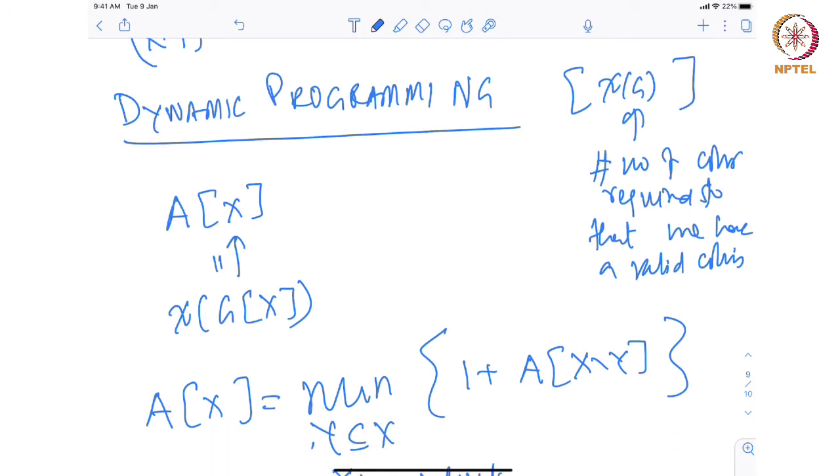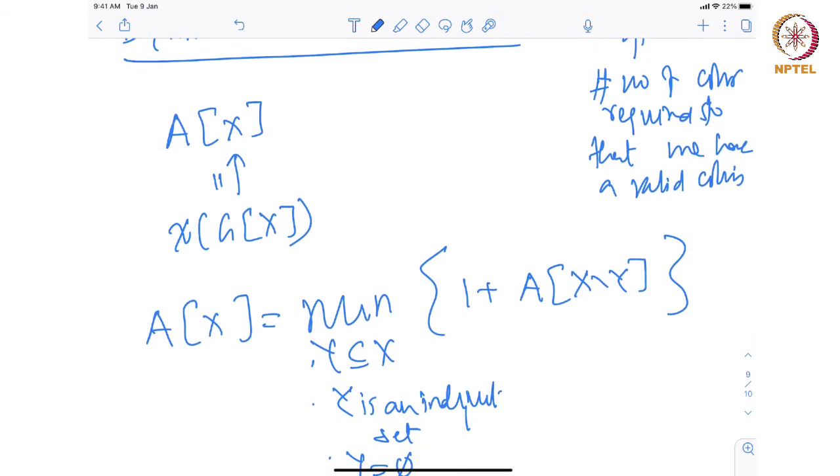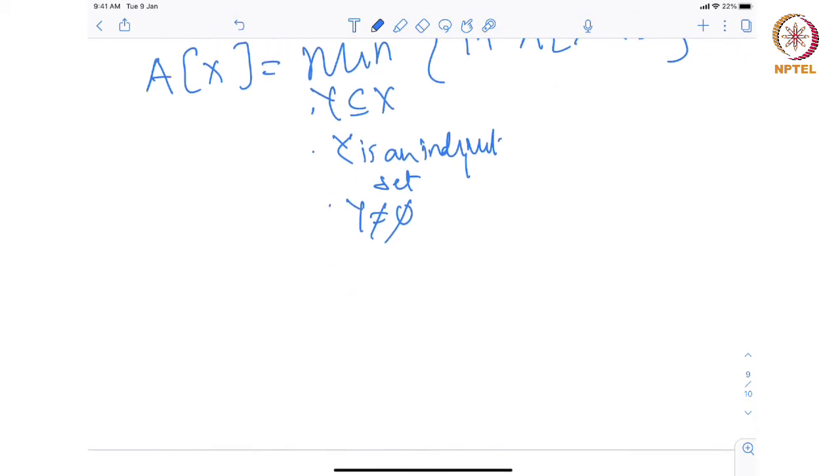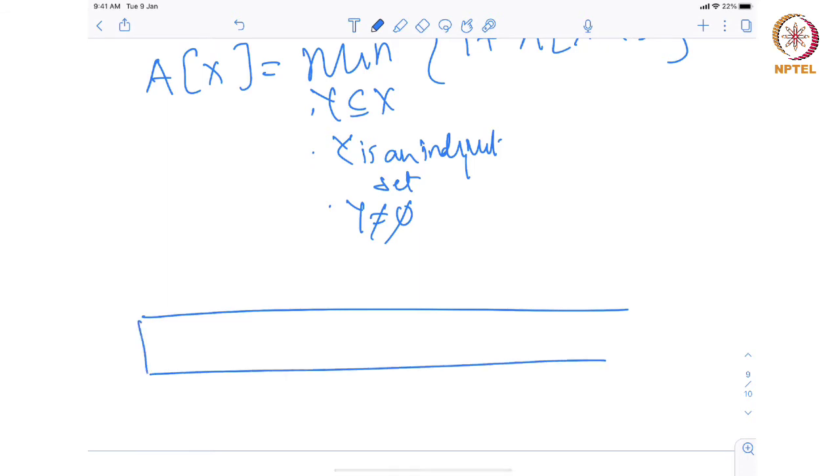So basically A of x is indexed by subsets of my vertex set. And what does A of x store? A of x stores the chromatic number of that subset, and that can be given as the minimum over Y subset of X, where Y is an independent set, Y is not equal to phi, of 1 plus A of X minus Y. Okay, so this is a big array, and you index them with subsets.